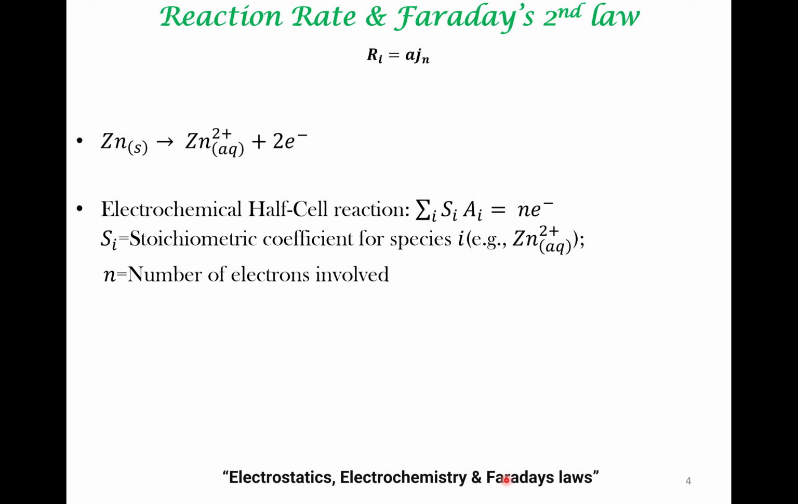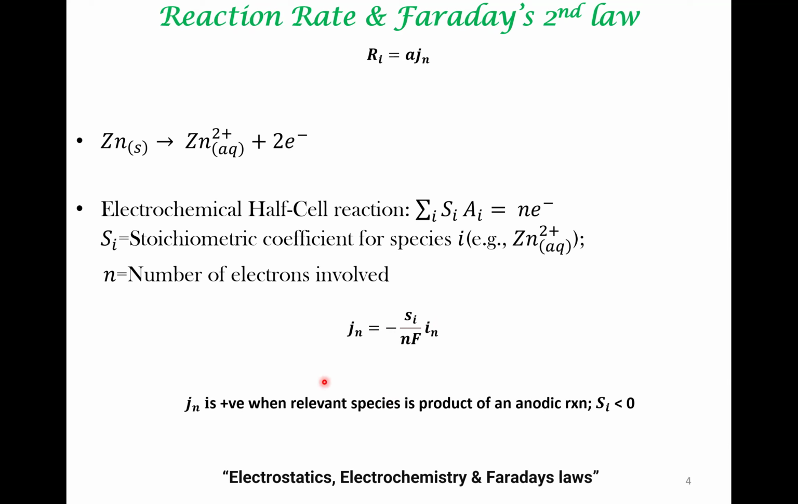This is material that you have been exposed to in high school, but we just elaborated the specific conventions we use. Specifically, we are thinking about how to connect the current densities to reaction rates. Here Jn is positive when the relevant species is a product of an anodic reaction. For this case, Si will be negative, so that negative quantity with this negative sign would give you a positive quantity here. Please refer to this lecture to understand these notations.